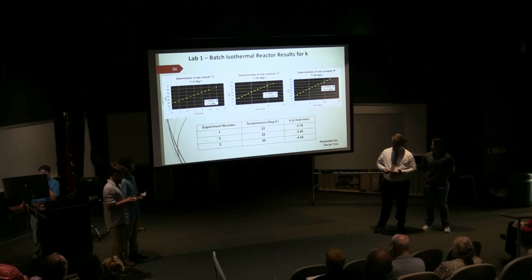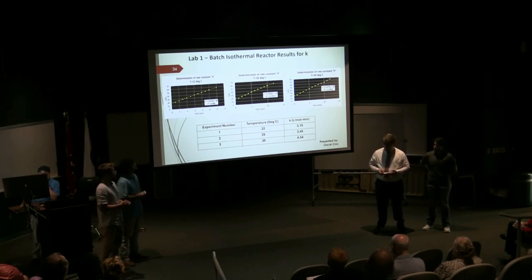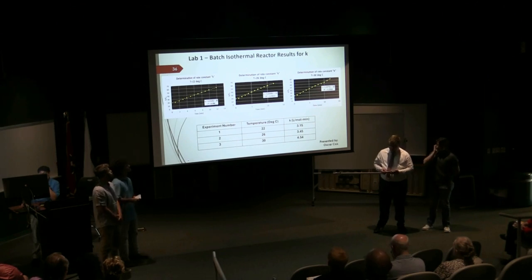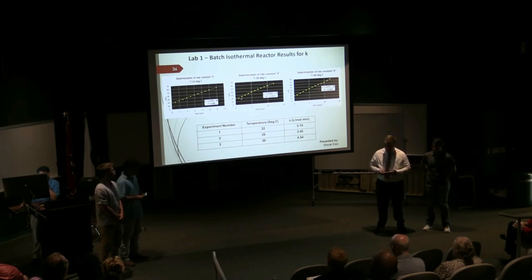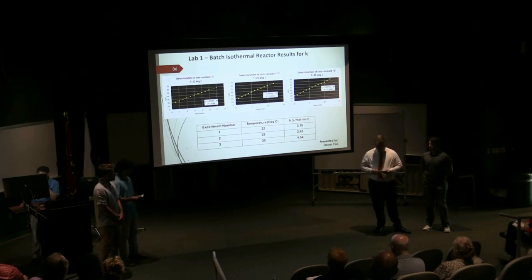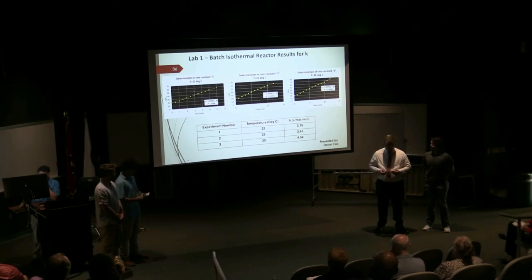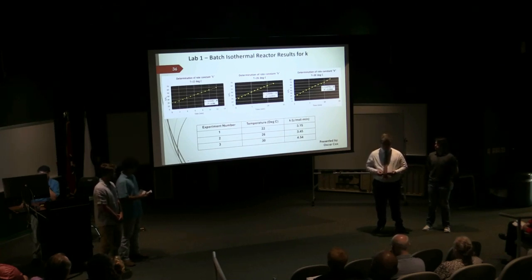So here are our results from the isothermal batch reaction. Notice that we ran 3 different temperatures, and notice from the plots of concentration versus time, all 3 plots were linear, which confirmed we had a second order reaction. Also notice that the value for the rate constant increased with temperature as expected, and supports the theory from the Arrhenius equation.